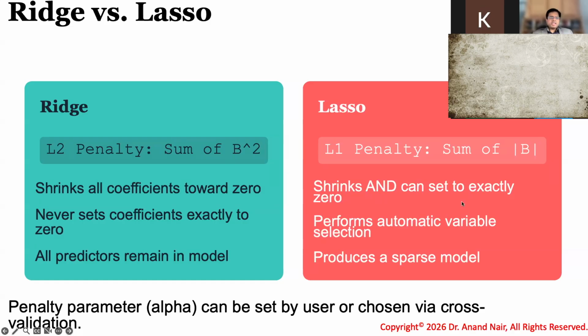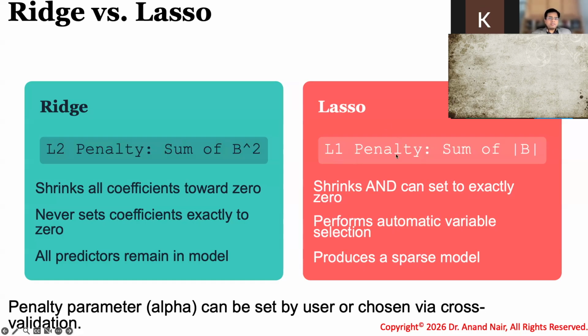So Ridge uses the L2 penalty, which is the sum of squared coefficients. It shrinks everything but never to zero, because squares don't shrink to zero. It tries to shrink closer to zero but never exactly equal to zero. And all predictors remain in the model because nothing goes exactly to zero.